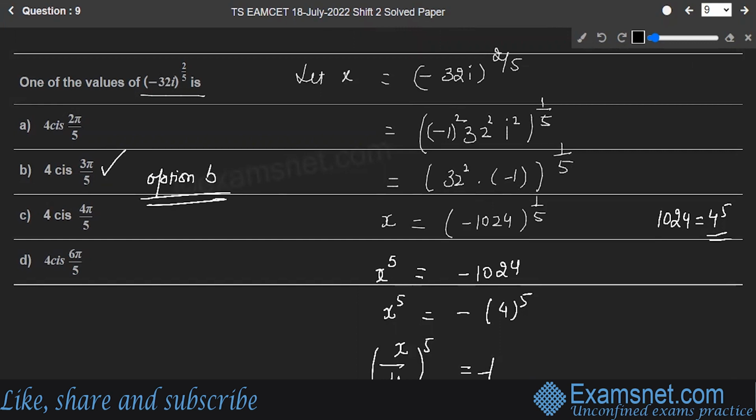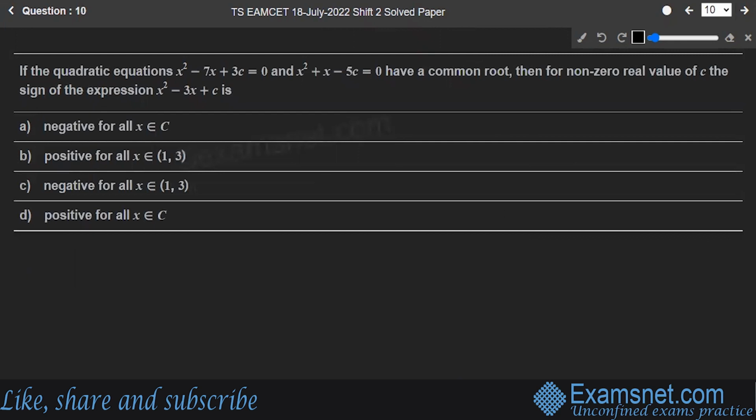Hope you got this. Next is question number 10. If the quadratic equations this and this have the common root, then for non-zero real value of C, the sign of the expression is given by what? Let's go. So what is the condition for the common root? They have a common root. The condition for it.